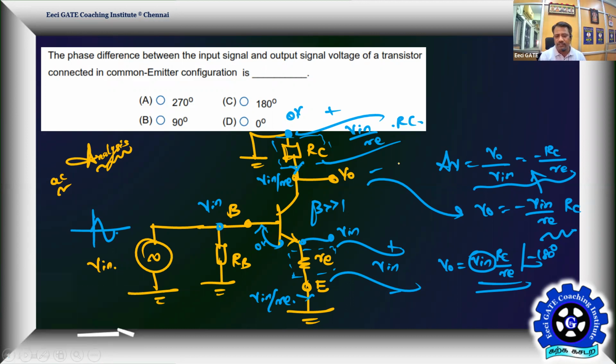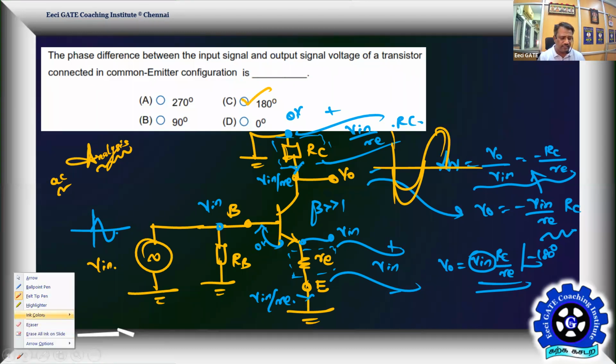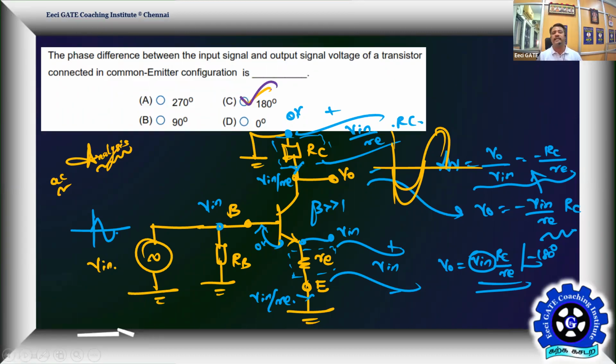If one knows this, then straight away he will connect it. That's your amplified output signal. Okay, that's all. You can choose it. The phase difference between input signal and output signal voltage of a transistor connected in common emitter will have 180 degree phase shift. That's the correct answer. You can go with the gain itself. Once you remember the gain, you know the expression connecting V0 and Vin. There itself, we can see the phase shift between V0 and Vin.